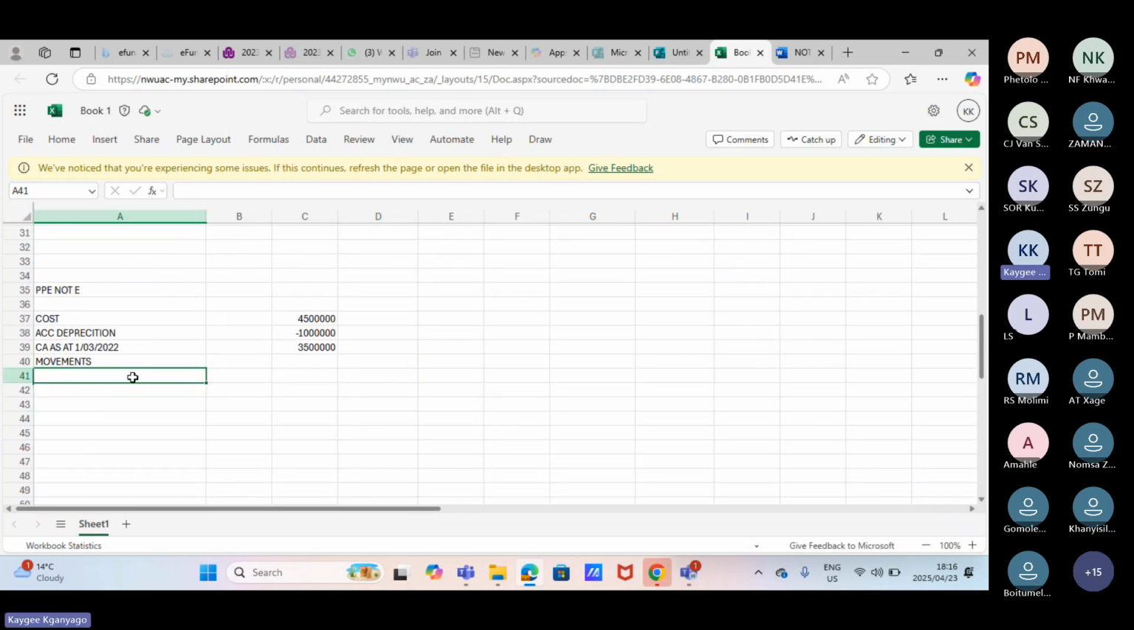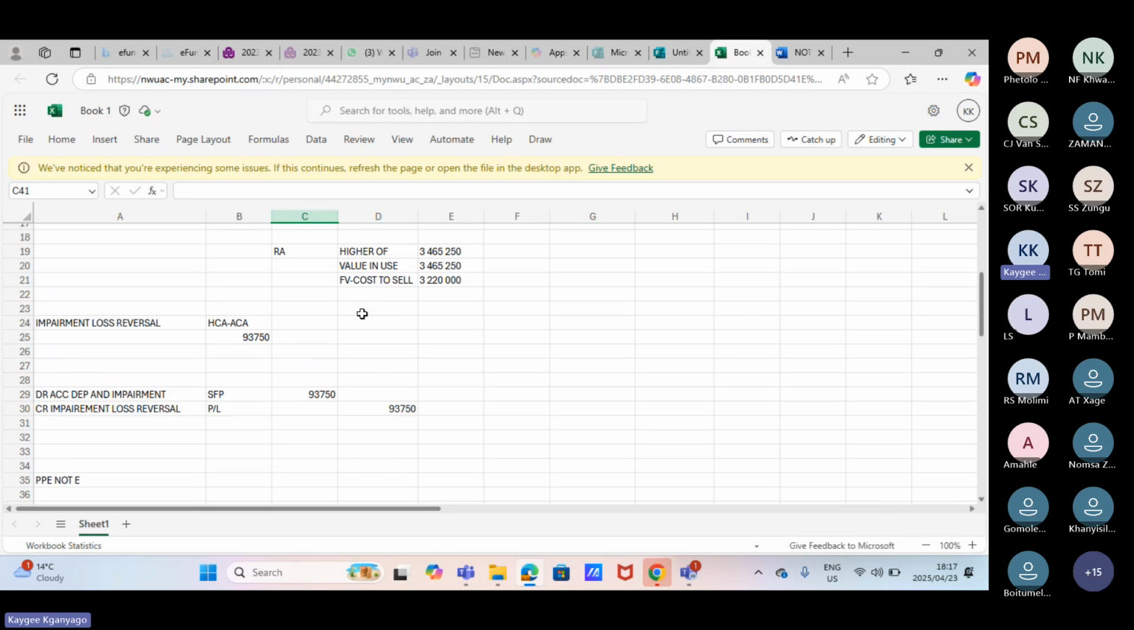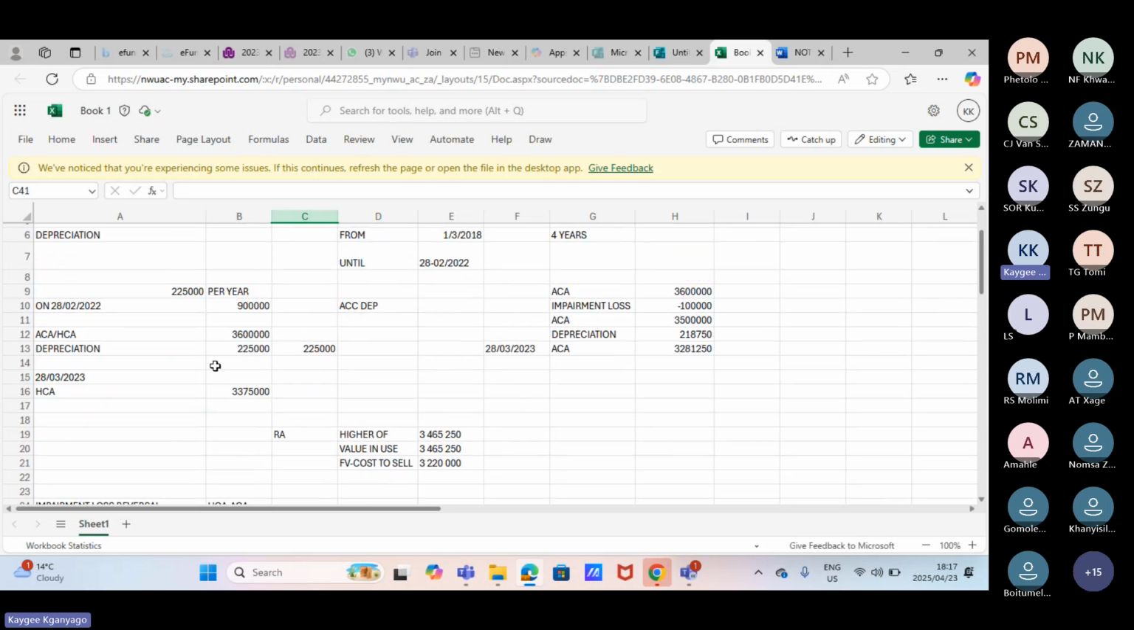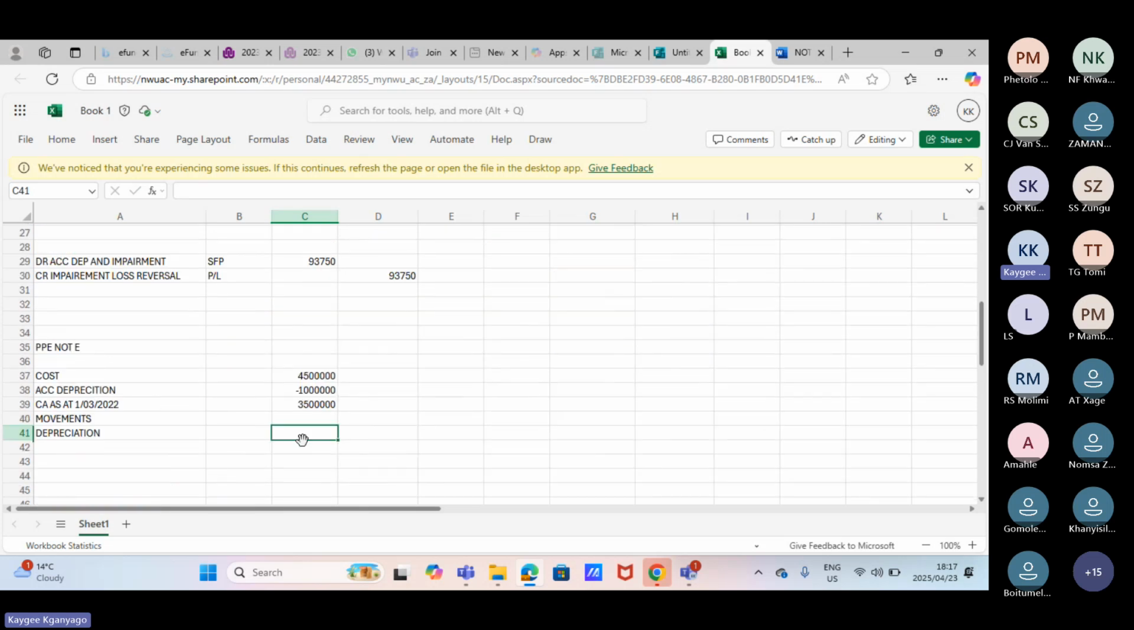Oh, okay. When I come to my movements, I know I can have additions, I can have disposal at carrying value, but at this point, my movement is depreciation. And depreciation for the current year was correctly calculated. We don't take the depreciation for the historical carrying amount. We take for the actual. We're taking 218,750. This year we had impairment loss reversal as how much?